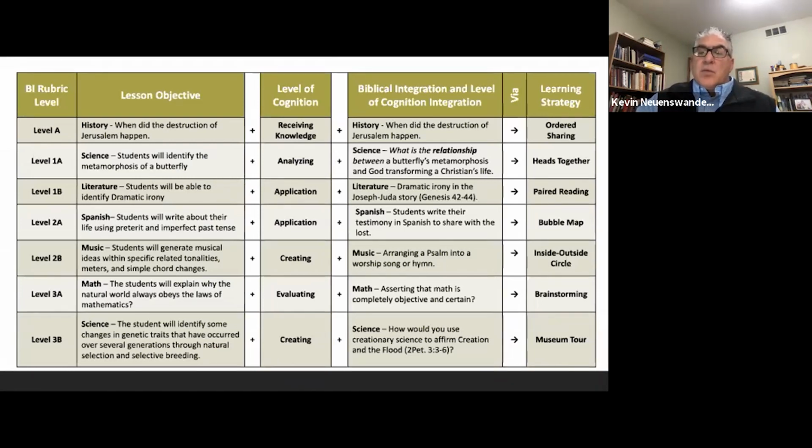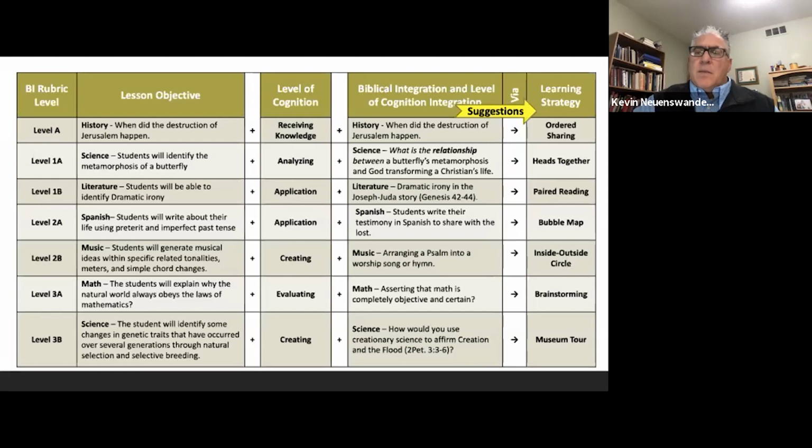This chart shows how the rubric is put together. So I begin with the lesson objective, and I add a level of cognition and the level of biblical integration. And then finally, you'll see that I have added some suggestions. They're not specifically needed for biblical integration and levels of cognition, but these are suggestions of learning activities teachers can do. And again, many of them, not all of them, are at the back part of my flip chart.